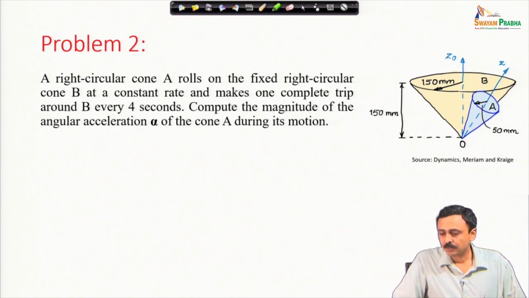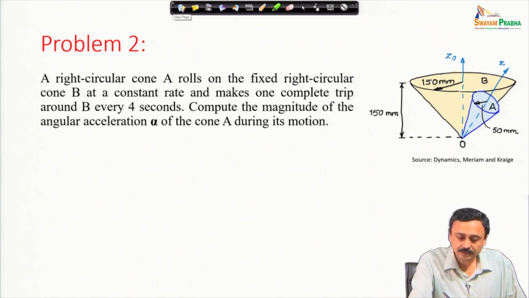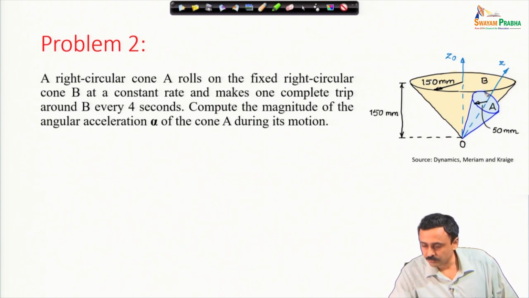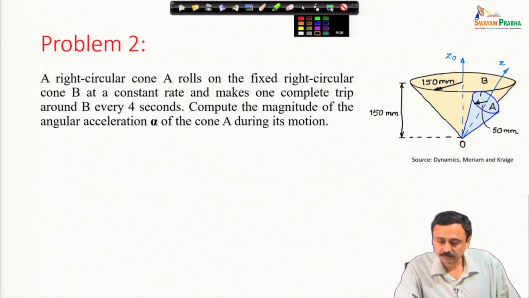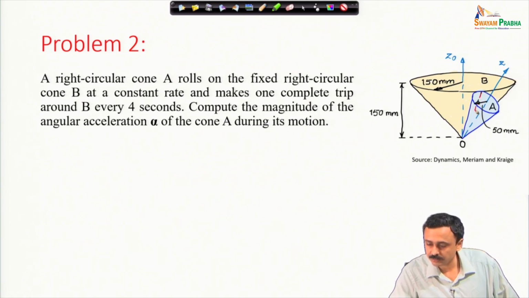Now, this is a problem of one cone rolling over a fixed cone. We will encounter these kinds of systems, where a cone is rolling over a fixed cone, in later lectures as well. You have to remember that the cone A is rolling without slipping on cone B, and there is a line contact between these two cones, and this line contact goes like this.